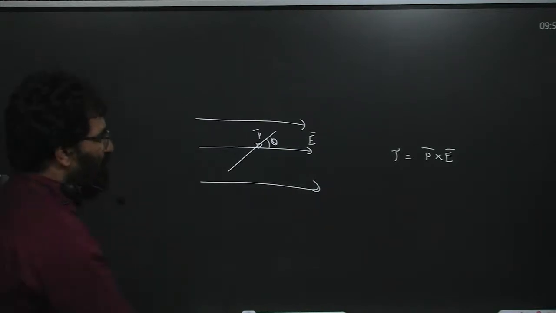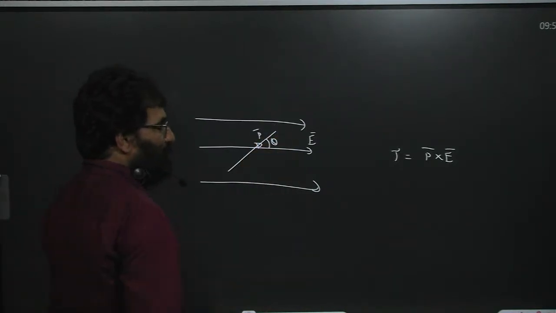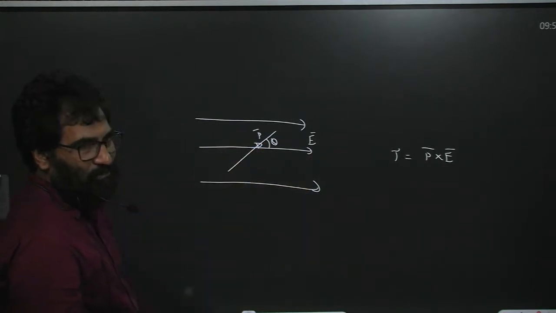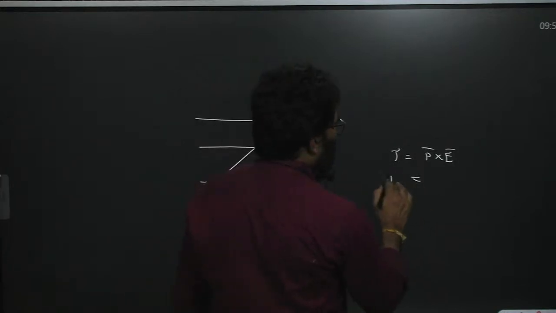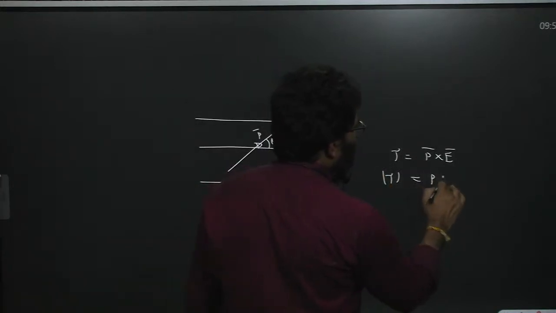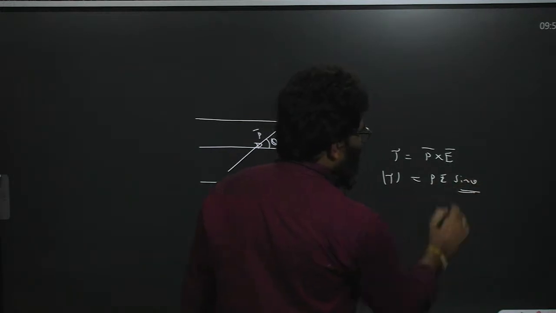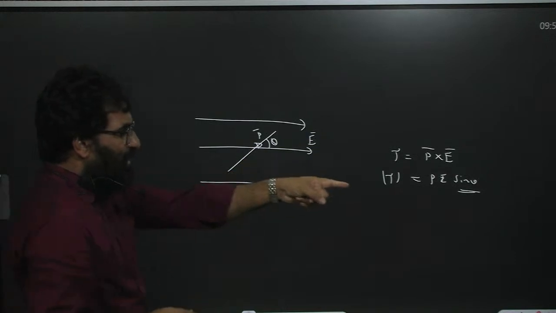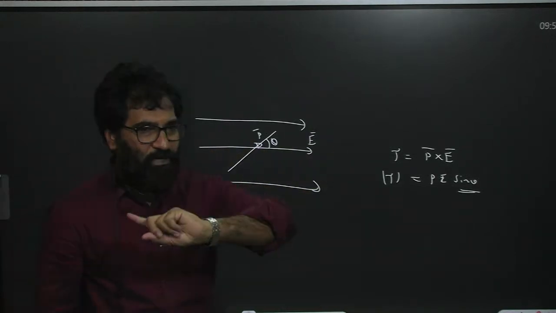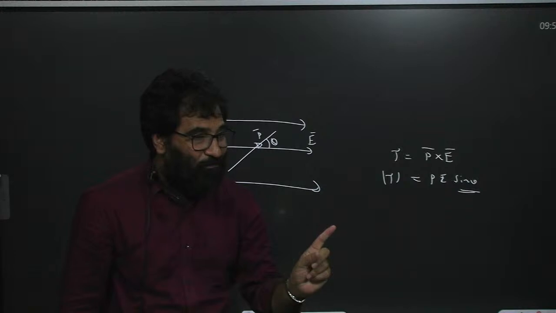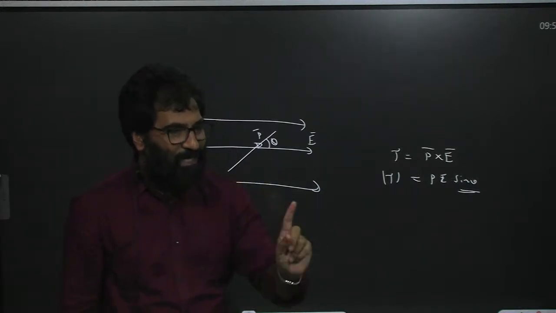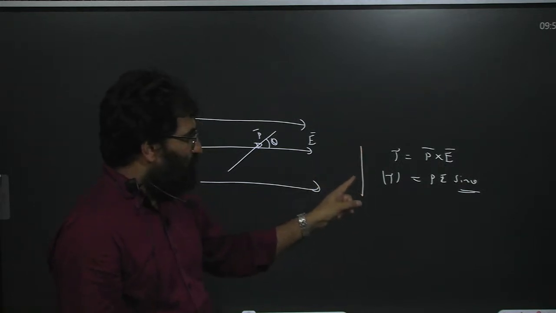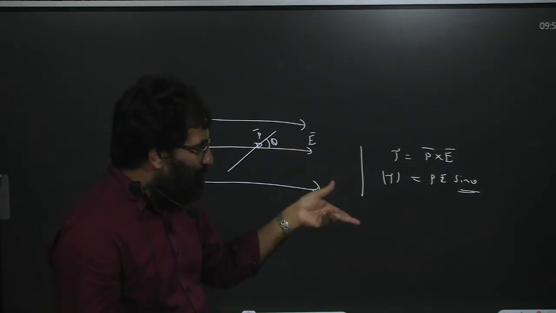So torque tries to rotate the dipole. The net torque magnitude will be PE sin theta. If theta is 0 or 180 degrees, sin theta is 0, so torque is 0. When the dipole is along the electric field direction, torque is 0, and when the dipole is opposite to it, torque is also 0. Torque being 0 means it is in equilibrium. Which type of equilibrium? Rotational equilibrium. But is it stable or unstable equilibrium?